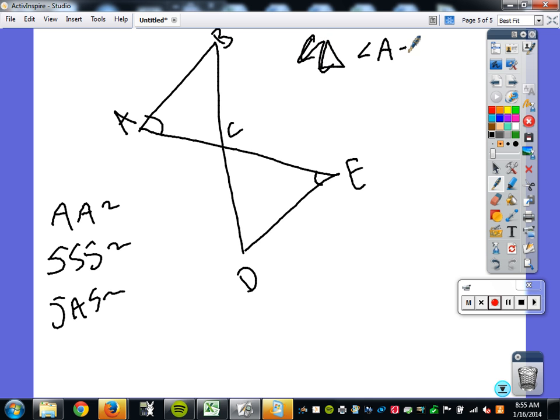Angle A is congruent to angle E. How do I know that? It was given to us, right? If it was already told to us, we just write "given." Okay? Does that make sense to everybody? What else?